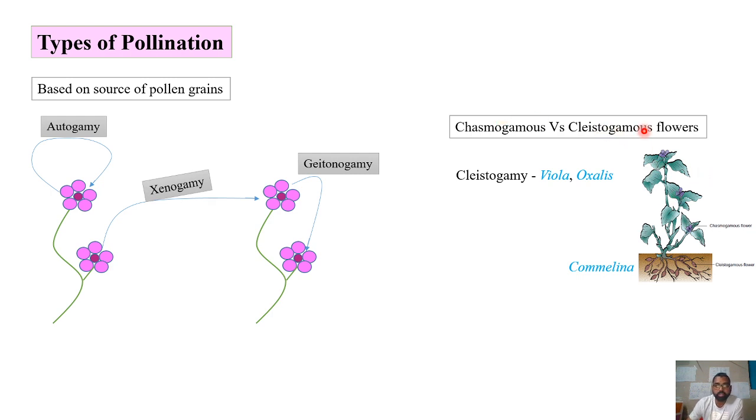Whereas in the case of cleistogamous flowers, which you can find in certain species like Viola or common pansy, Oxalis, and Commelina bengalensis, there are flowers which are always closed. It means the flowers will never open. Therefore, their reproductive parts will not be exposed to the external pollinating agents, and they are always closed. Such kinds of flowers are called cleistogamous flowers. So flowers are of two different types. The importance of these cleistogamous flowers we'll see in the further discussion.